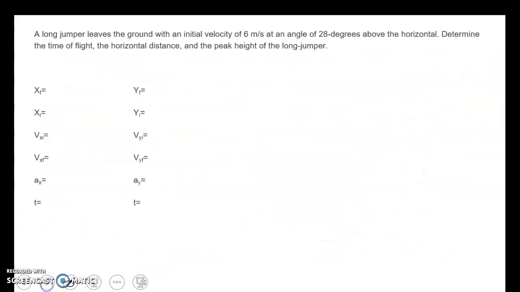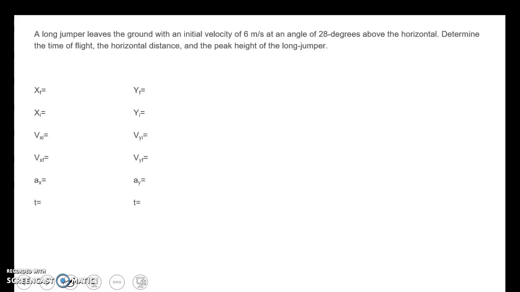All right, in the essence of time, I'm going to give you this one to work on. A long jumper leaves the ground with an initial velocity of 6 meters per second, at an angle of 28 degrees above the horizontal. Determine the time of flight, the horizontal distance, and the peak height of the long jumper. Do the work with either the peak height, time of flight, and range equations, or do it kinematically. I don't care. You should be able to do it both ways. Then I want you to put your answers into the Edpuzzle, and that'll be a way to check.